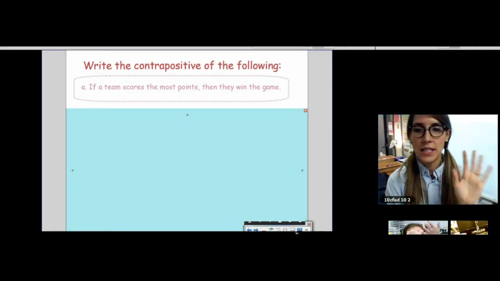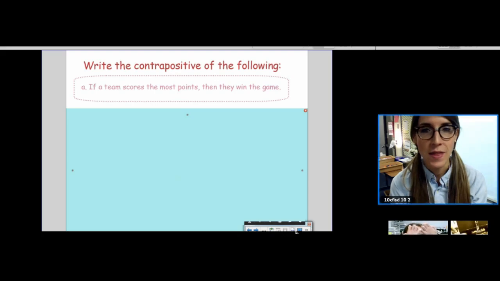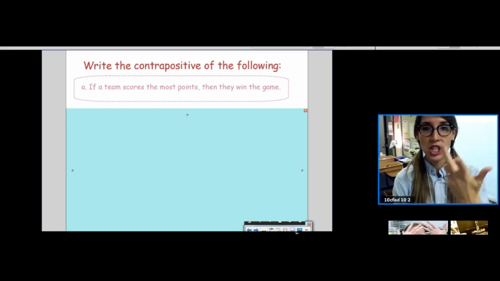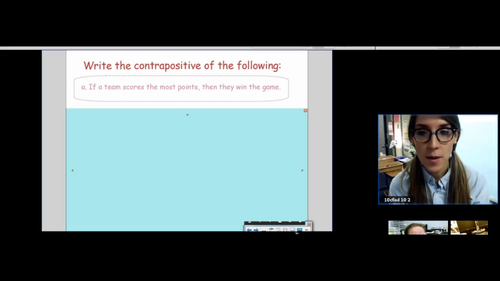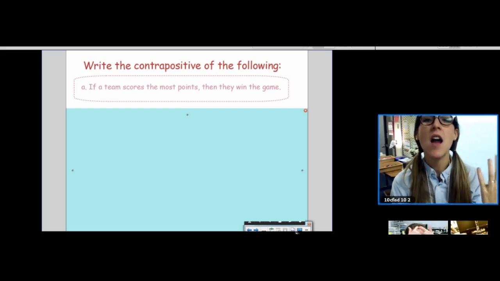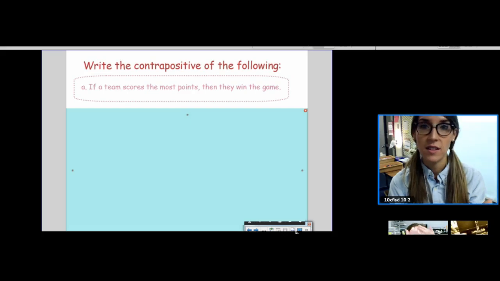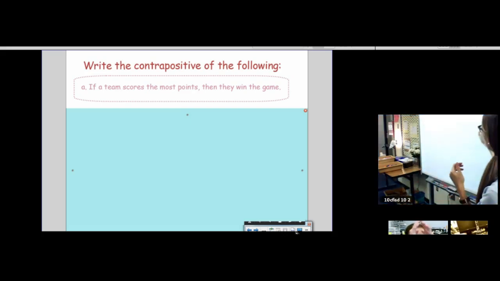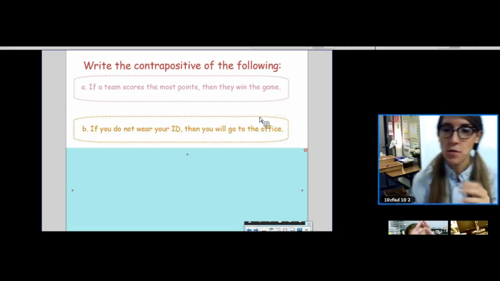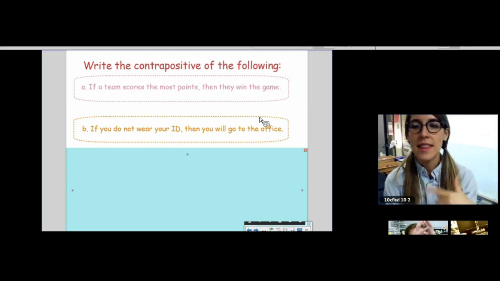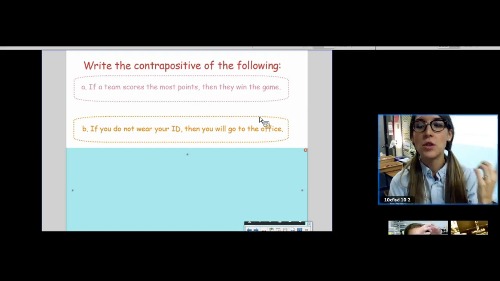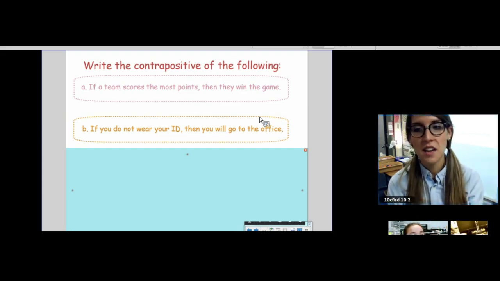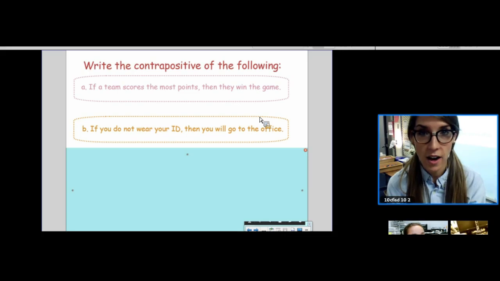Let's just say the contrapositive of each of the following. Ready? If a team scores the most points, then they win the game. Okay, we're going to switch and we're going to put not. If a team does not win the game, then they did not score the most points. Get it? Let's try another one. If you do not wear your ID at Cy Falls, then you go to the office. Contrapositive. If you do not go to the office, then you were wearing your ID.